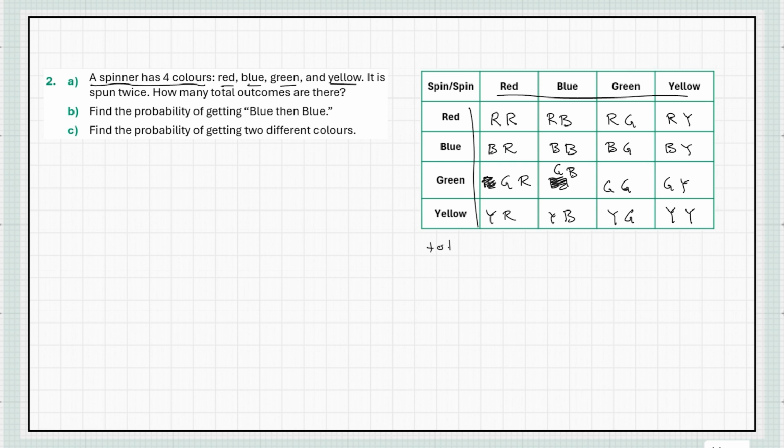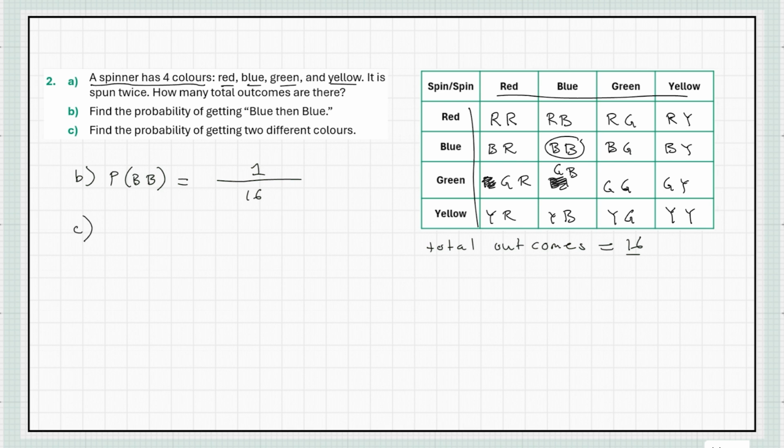So total outcomes is equal to 16. Alright, so for B, it's going to ask us, what's the probability of getting blue and then blue? Well, there's only one outcome where we have blue and blue out of the entire 16. So the probability of blue is going to be equal to a number of favorable outcomes, which is 1, divided by our total number of outcomes, which is 16.